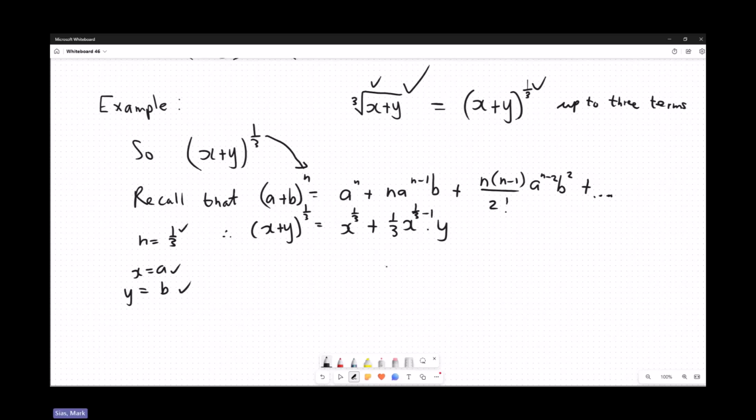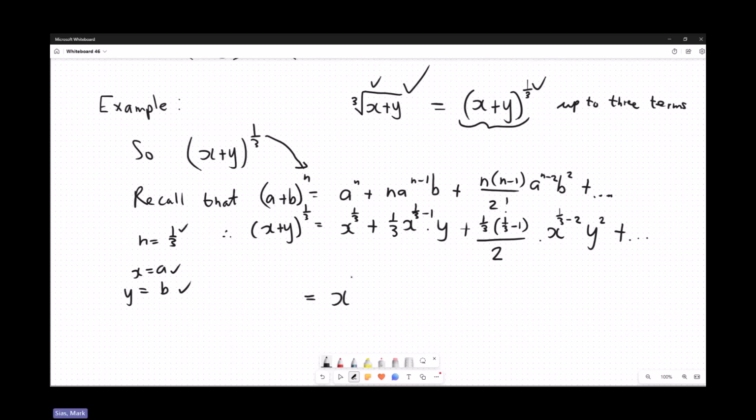Those are 2 terms. Plus n is a third, (n - 1) over 2 factorial, which is just 2 times 1, which is 2, times a, which is x, to the power 1/3 minus 2, and y is b, and that must be squared. And there are my 3 terms. But we know, of course, this is the sum of an infinite number of terms. So I've got currently 3 terms. Let me write them out and see what we have.